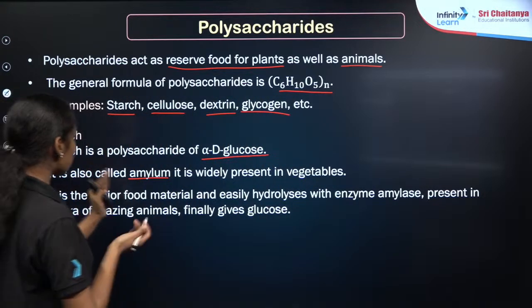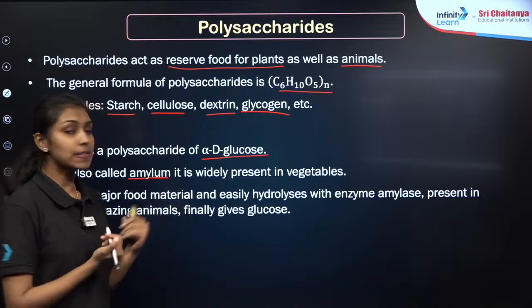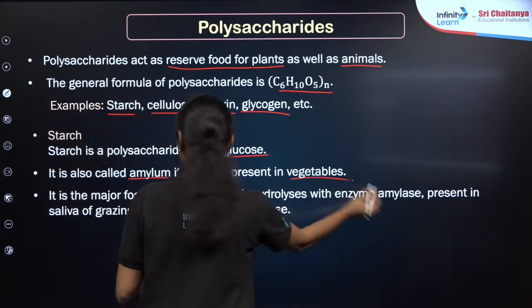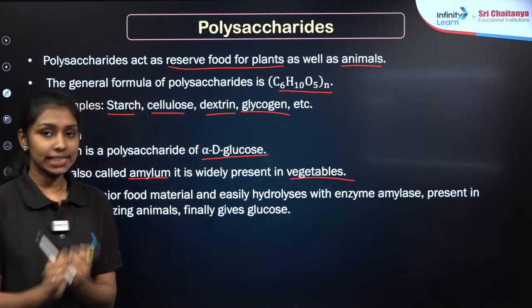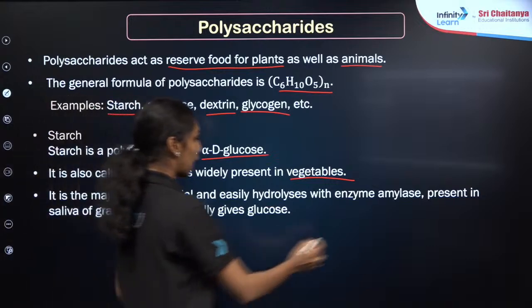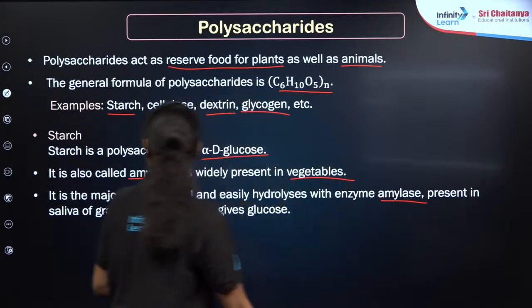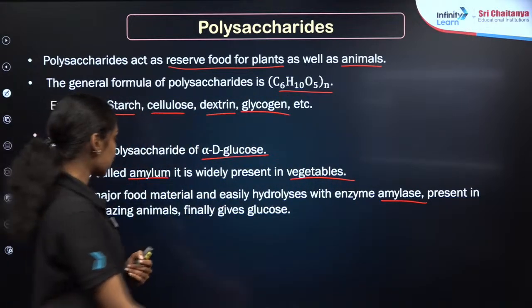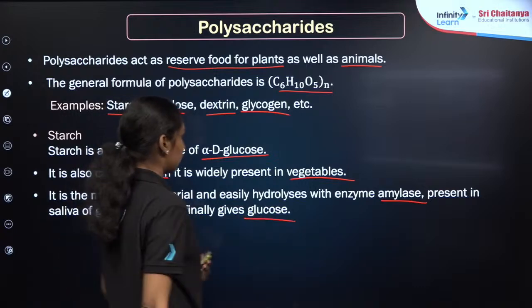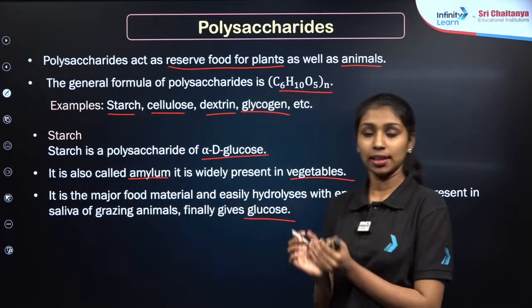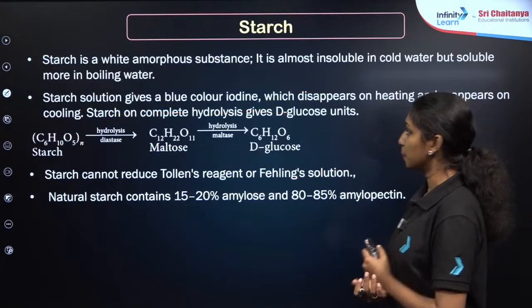Okay, here starch is also called amylum. It is widely present in vegetables. It is a major food material and is easily hydrolyzed by the enzyme amylase present in the saliva of grazing animals, finally giving glucose. Right? This is a simple introduction to starch. We will discuss the structure in detail.